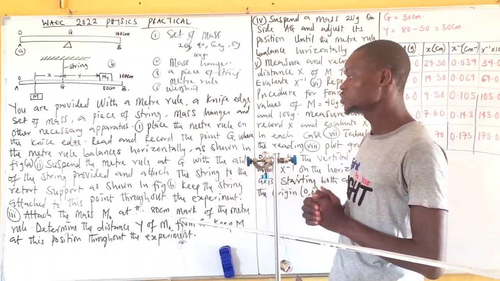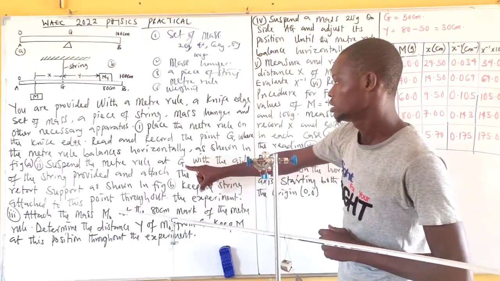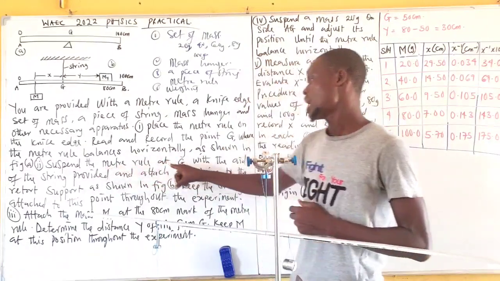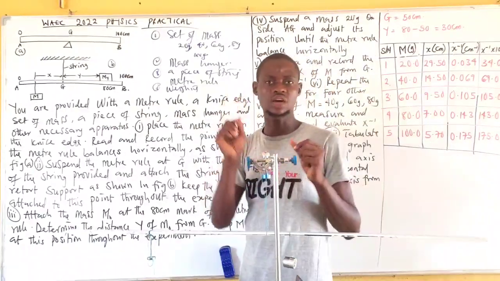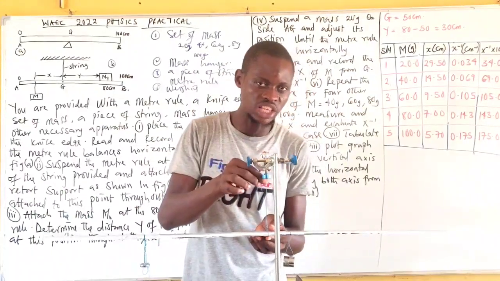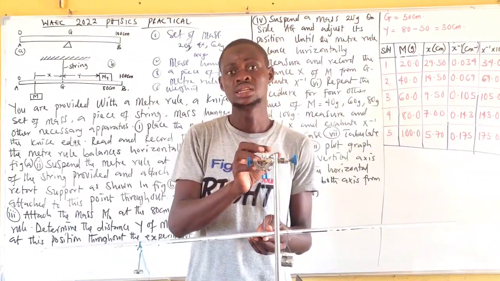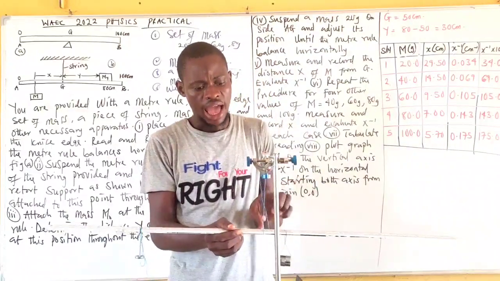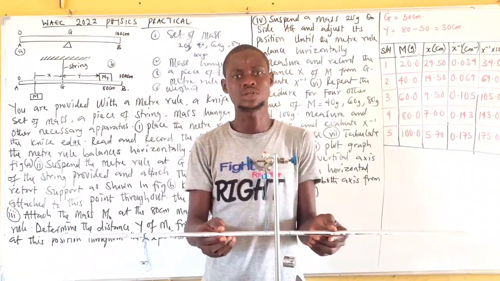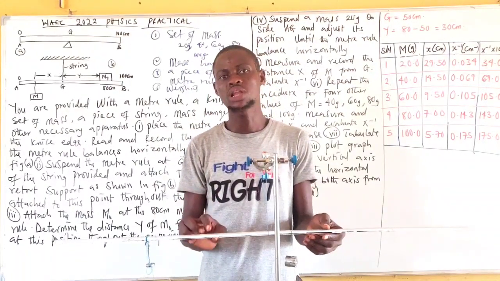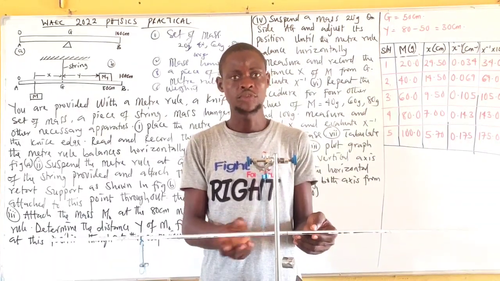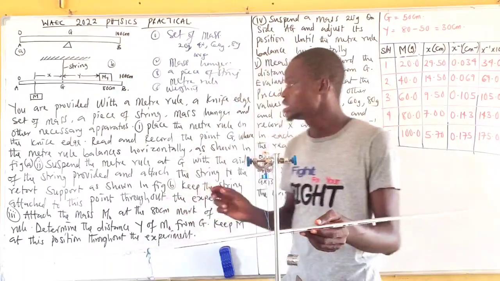The next thing we are given in this question is that they said, where the meter rule balances horizontally as shown, suspend the meter rule at G. After you record the center of gravity of the meter rule to be equal to 50, then we are going to take the string. This is my string here. Tie it to a retort stand. Then we are going to suspend that string at the 50 centimeter mark, which is the center of gravity. Make sure that it will balance horizontally. If the center of gravity of this ruler is 50 centimeter, automatically this ruler is going to balance horizontally at the same 50 centimeter mark. That is the first thing that we have to do.